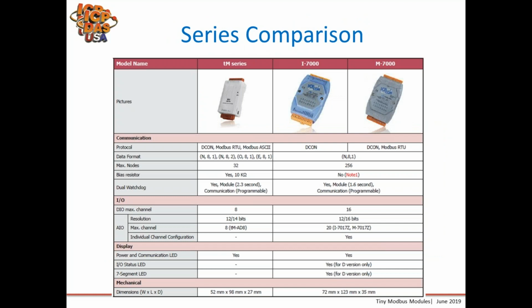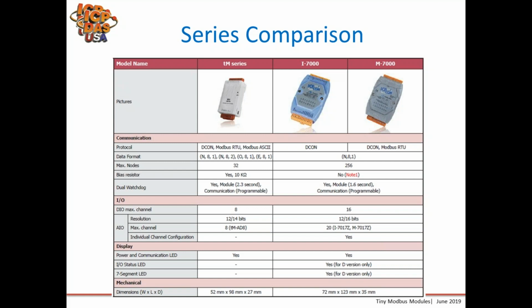Here's a comparison between our three series, which are similar to the TM module. So first is the TM series. These are the tiny modules. They have lower I/O counts, and you can only connect a maximum of 32 nodes per bus because of the bias circuit built into it instead of 256. This module can communicate using DCON protocol, which is an ASCII-based protocol, Modbus RTU, which is the topic of this webinar, and Modbus ASCII. So you can configure that using the utility, which I'll show you in a little bit.